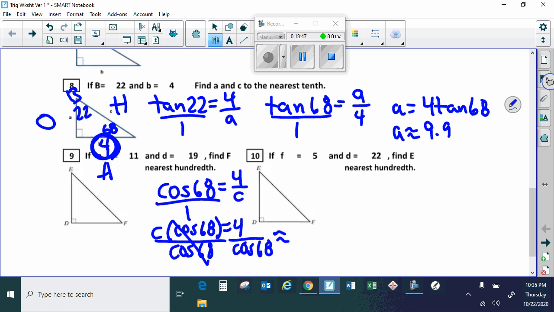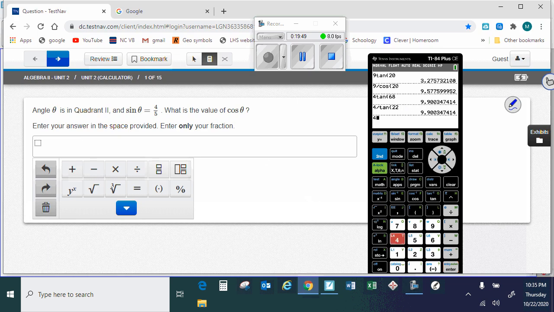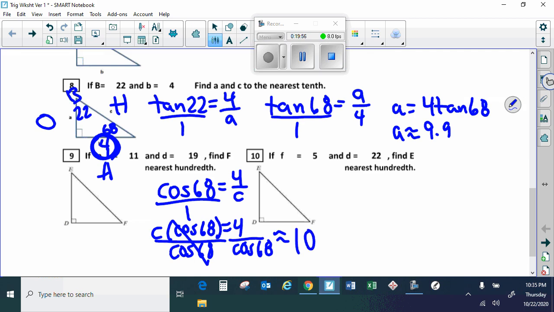So that's approximately 4 divided by cosine 68. 10.7, around the nearest 10th. And again, that makes sense. C has to be the longest side, crossing the right angle, so 10.7 makes sense. All right, go ahead and pause the video if you need to. Write all this down because I'm going to clear it.